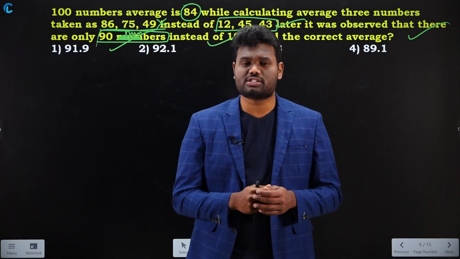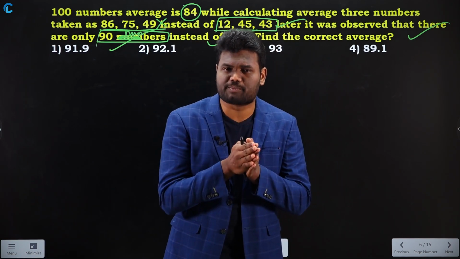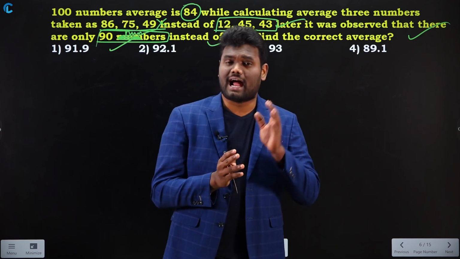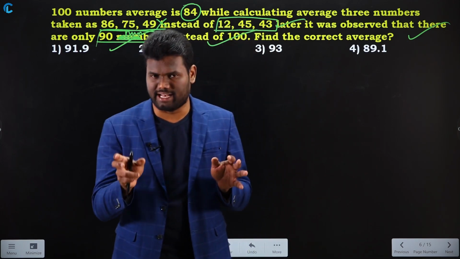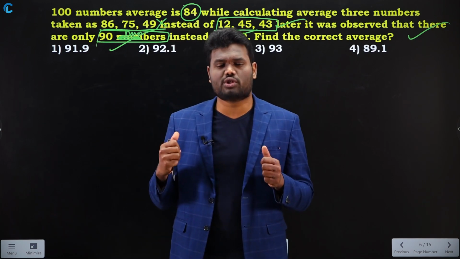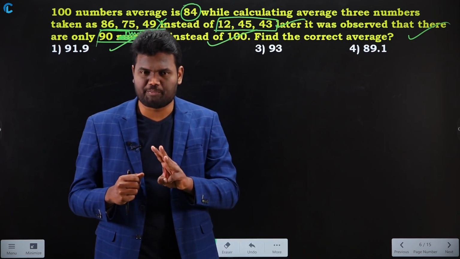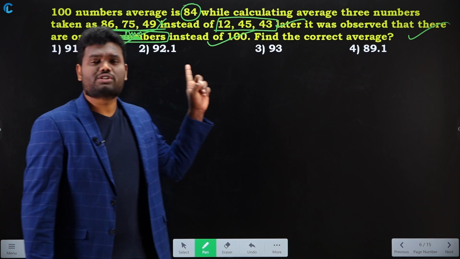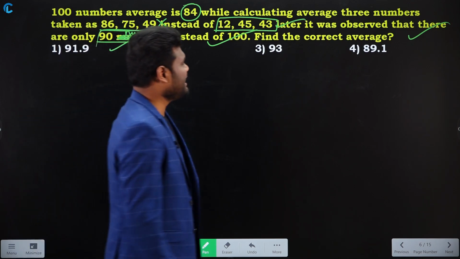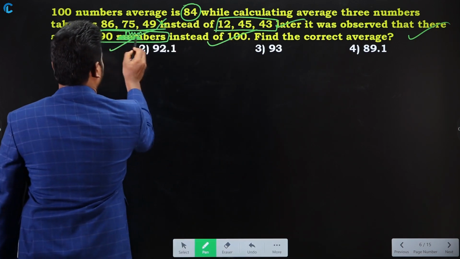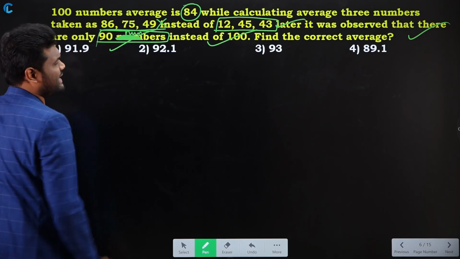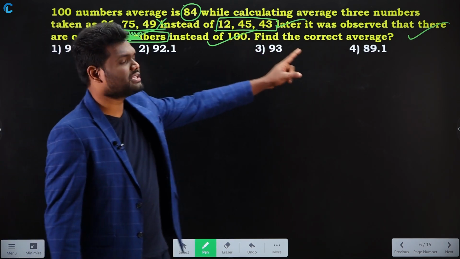In the previous question, we mentioned that 2 values are wrong, and there are 100 numbers, but originally it's only 90 numbers. In the same way, in this question also, 3 values are entered wrong. In this question also, it was given 100 numbers, but there are only 90 numbers. It is mentioned here clearly. Now we are asked to find what is the correct average.